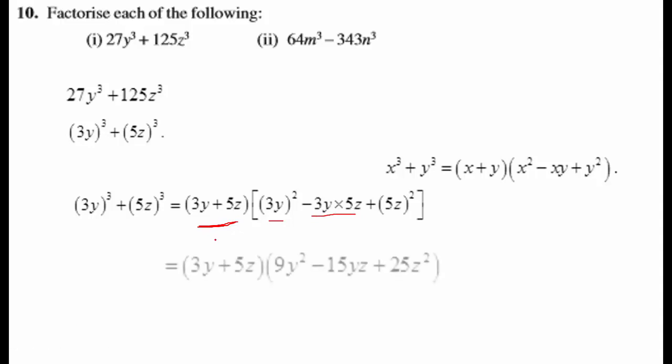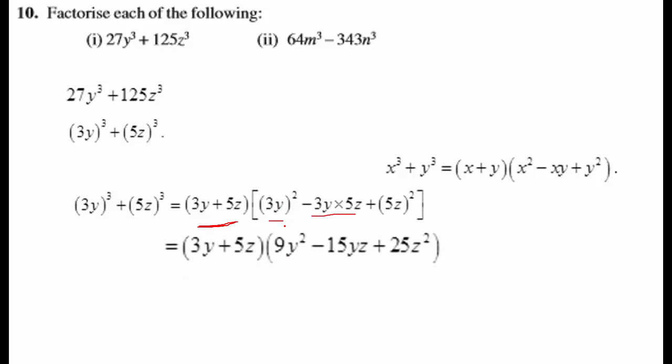And now solve this. This will become (3y) whole square means 9y square, and 3 into 5 is 15yz, and 25z square. This is the first factor and this is the second factor of 27y cube plus 125z cube. Now similarly here we will use the second identity, that is x cube minus y cube equals (x minus y) into (x square plus xy plus y square).